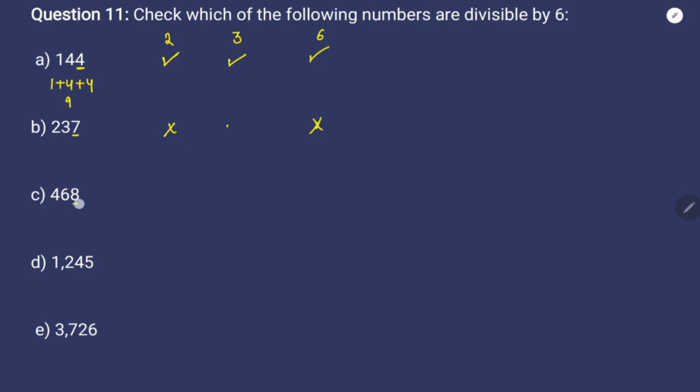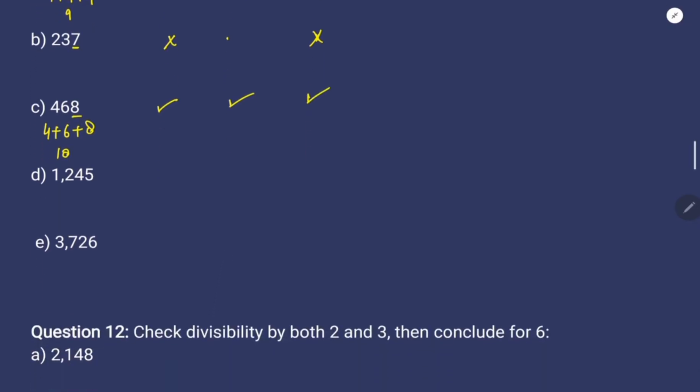Next, 468. 8 is divisible by 2, yes. And now we will check for 3. 4 plus 6 plus 8 is 18. 18 is obviously divisible by 3. So it is a yes here, right? Then we have 1245. No for 2. I will not check for 3. I will just say no for 6, because we don't need to check for 3 or 2. We just need to give our answer for 6. If I got a no here, I will directly write no.